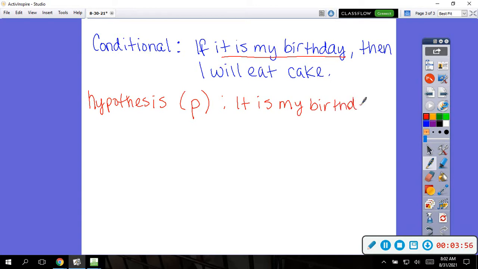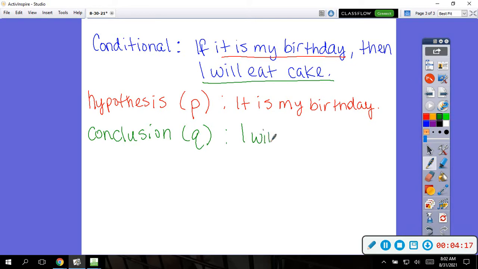Okay, what's the conclusion? Then I'll eat cake. Yeah, it's I will eat cake, because remember, it's the part with then. So the conclusion, remember the letter we use for conclusion is Q. I will eat cake.